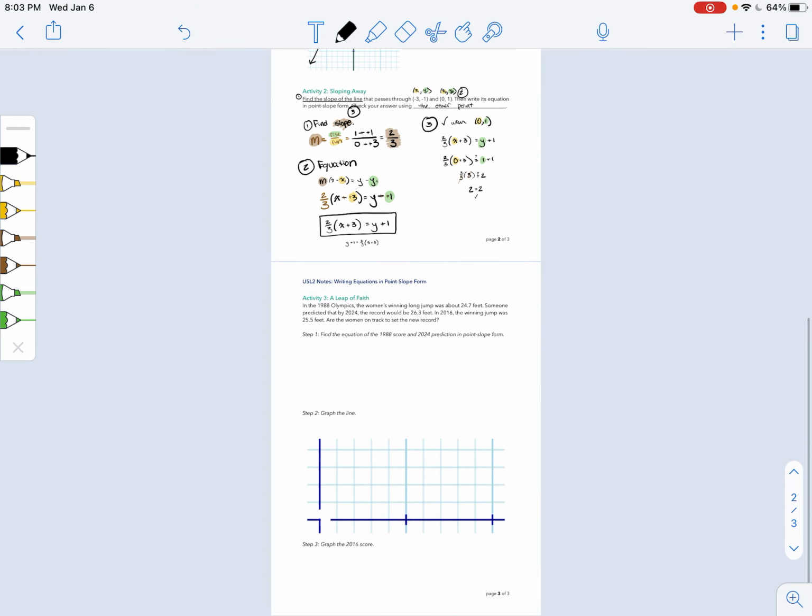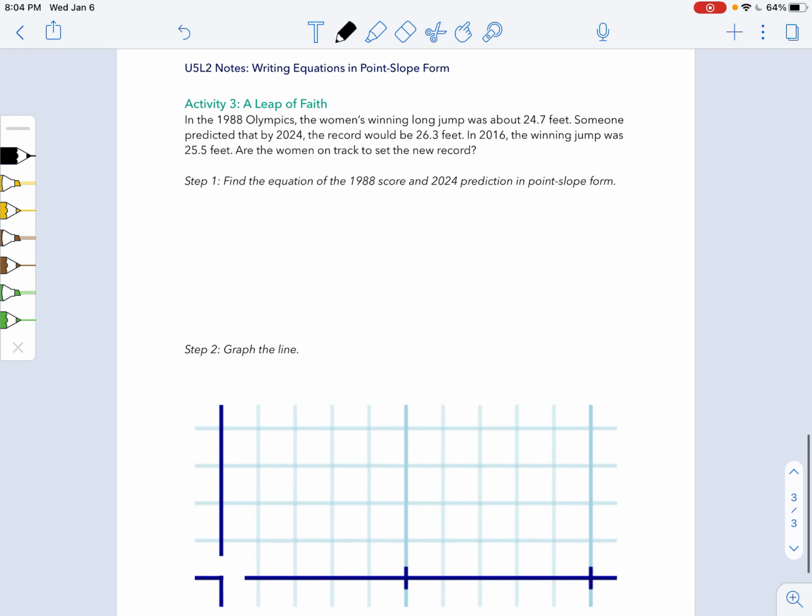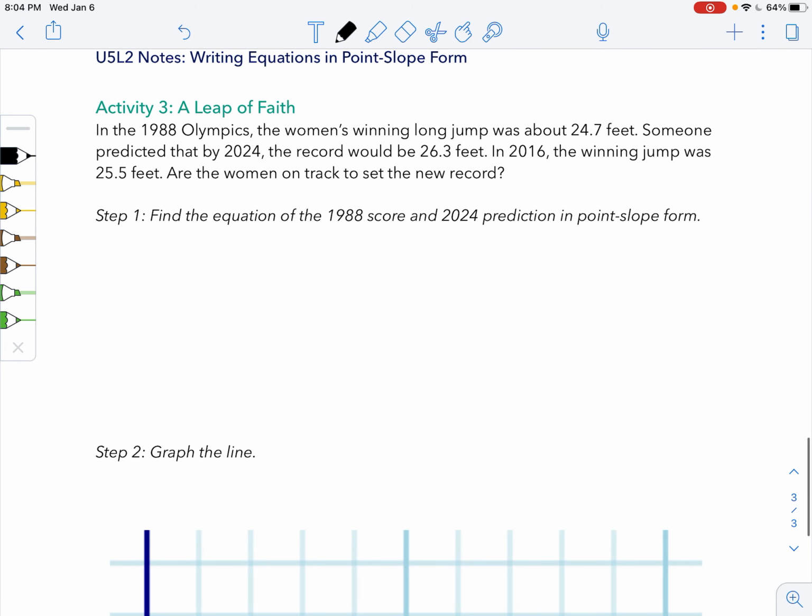When are we going to use this in real life? Well, let's say that you want to predict a long jump distance. Long jump is lateral, side to side. Okay, well, in the 1988 Olympics, the women's winning long jump was 24.7 feet. Oof, guys, that's so far. That's like 10 yards. Oof.